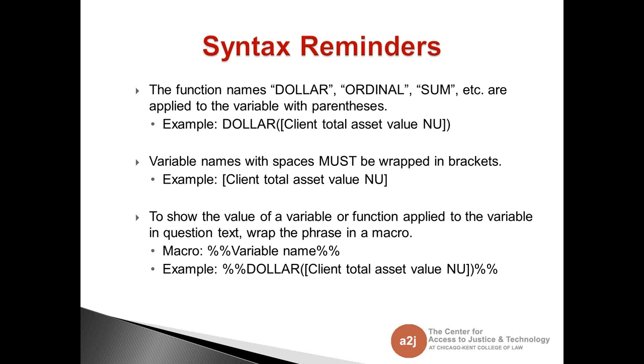And to show the value of a variable or the value of the function applied to that variable, you must wrap that phrase in a macro. So the macro is the double percent signs on the front and back end of the variable. So you can see my example here: percent sign, dollar, parentheses, brackets, client total asset NU, close bracket, close parentheses, double percent sign. And then the beautiful magic number will display to the end user.